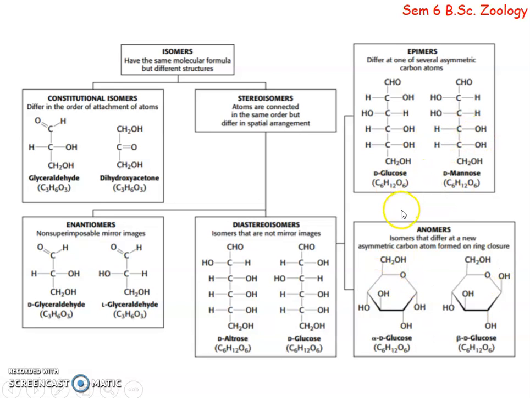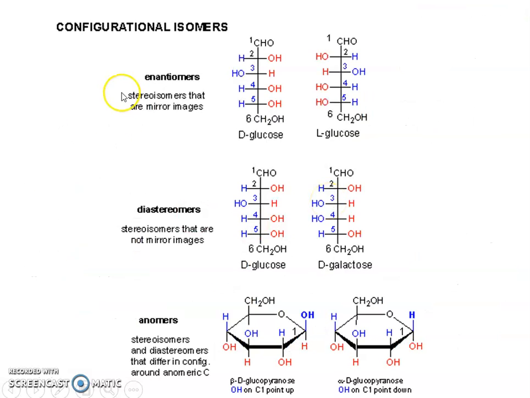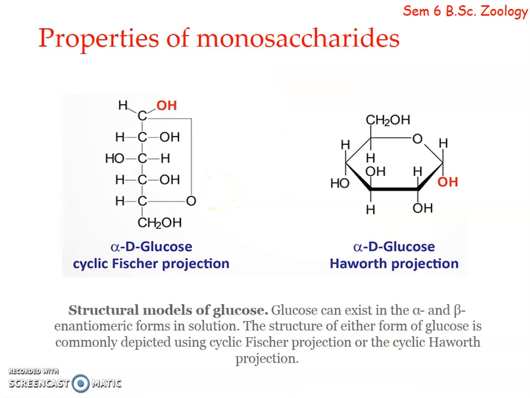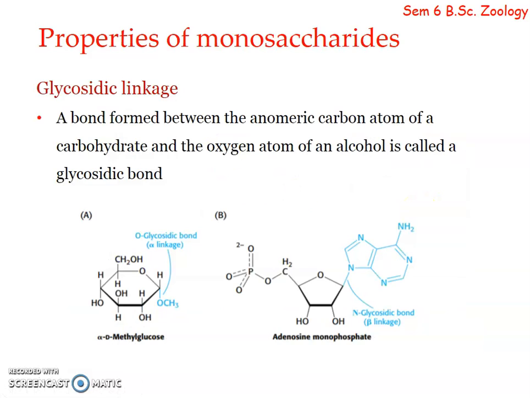Then anomers. This happens when it is in ring form or closed form. They are isomers that differ at a new asymmetric carbon atom, which is referred to as the anomeric carbon. In the case of glucose, it is the first carbon. With respect to the first carbon, the position of the hydroxyl determines which is alpha and which is beta. So that is anomers. These are the different configurational isomers. Now we will pass on to the next one. This is just a structural model of glucose, which shows the alpha D-glucose formation.